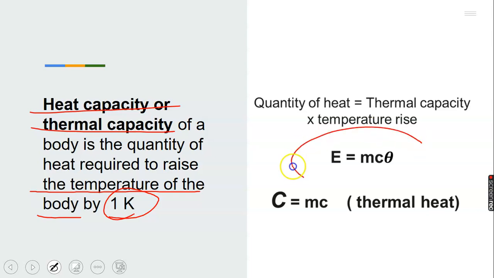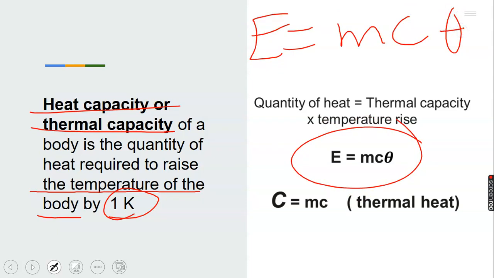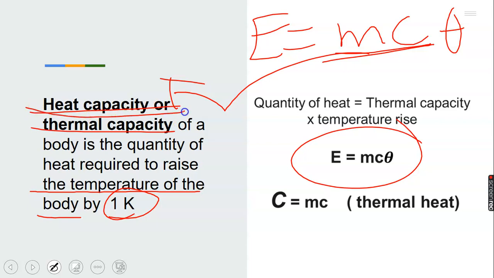Now, from our previous equation, we have E equals mcθ. The whole of this is what we term as what? Thermal capacity. That is, the product of mass and the specific heat capacity of that substance is what we call thermal capacity or heat capacity. It is designated with capital letter C. That is, C equals mc, where m is the mass, and small letter c is the specific heat capacity of that particular substance.